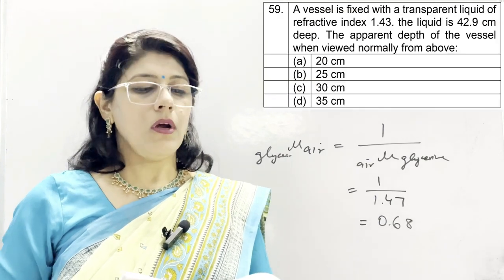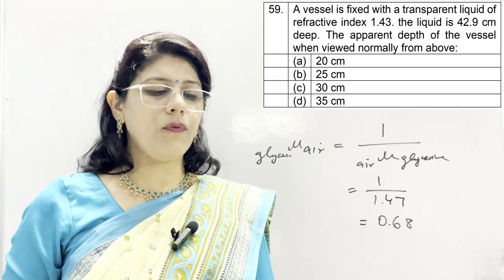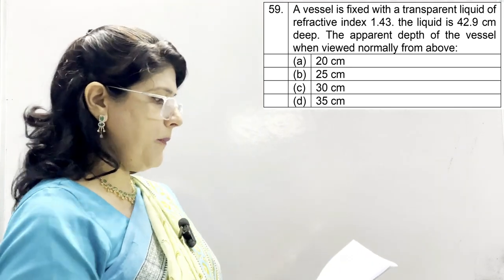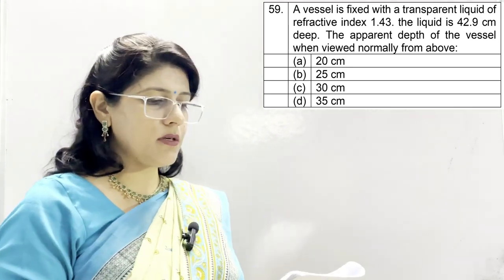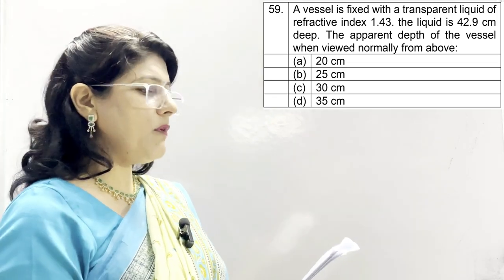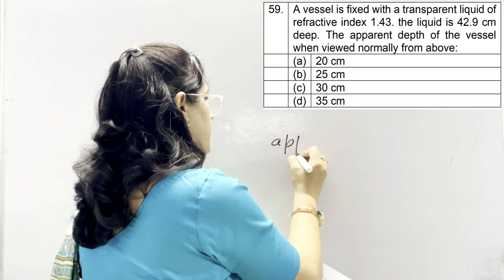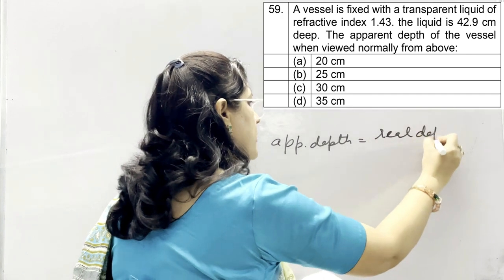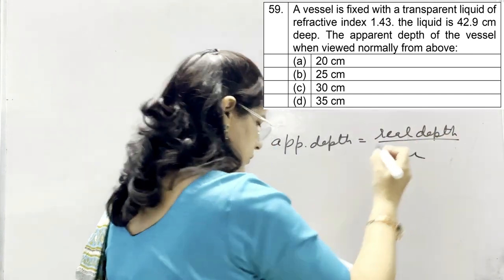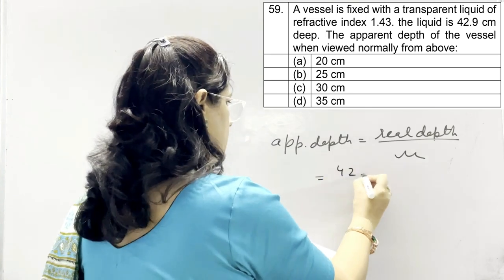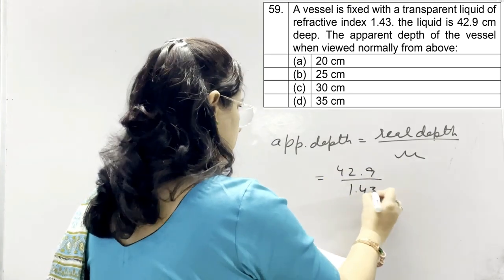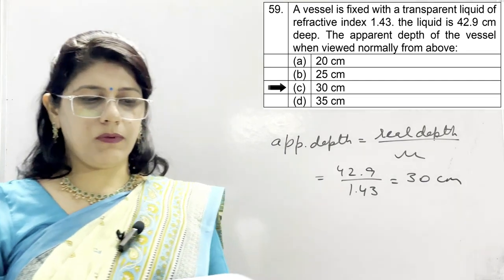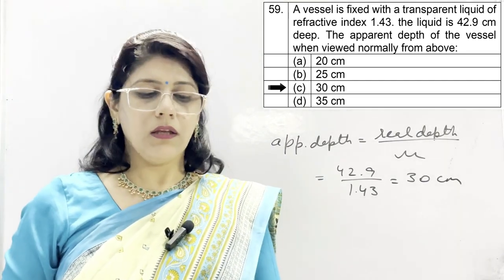Now 59 question. A vessel is filled with a transparent liquid of refractive index 1.43. Here mu is given as 1.43 and the liquid is 42.9 centimeter deep. The apparent depth of the vessel when viewed normally from above. So apparent depth is equal to real depth, or you can write actual depth, upon mu. The value given here is 42.9 divided by refractive index 1.43 and the value comes out to be 30 centimeter. So the apparent depth is 30 centimeter. Correct option is C, 30 centimeter.